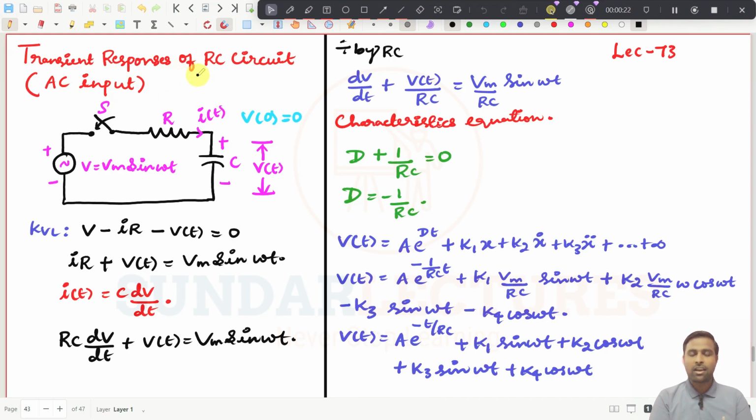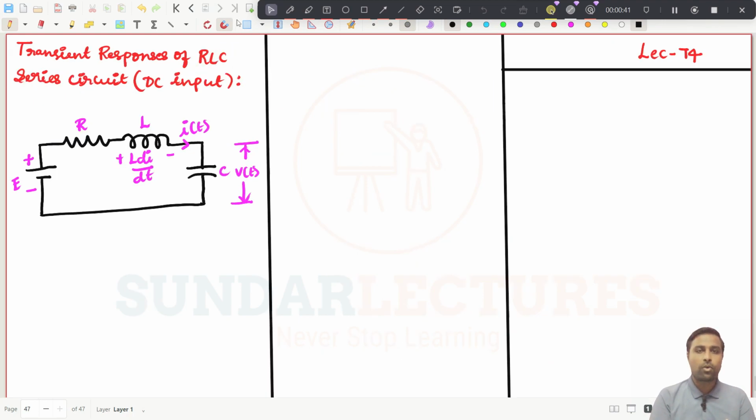We have seen RC circuits, and for DC we have seen RL and RC, but we have not seen RLC. I have to teach you RLC separately. That is why I have not taken a class about the RLC series circuit before this one. So now in this class we are going to see transient responses of the RLC circuit, right?